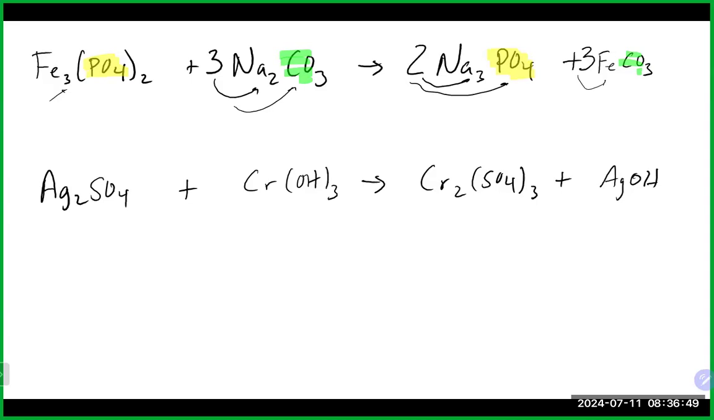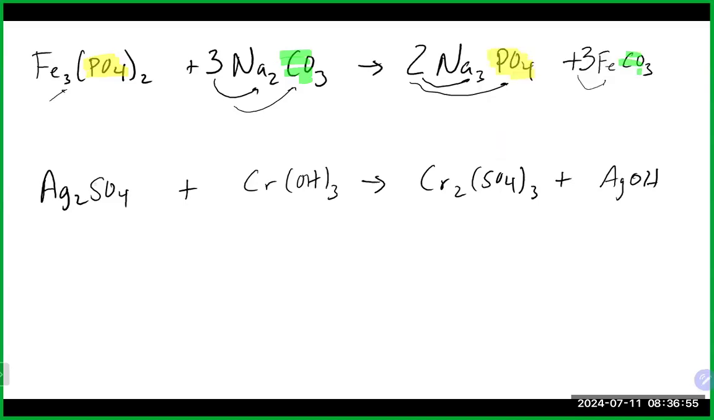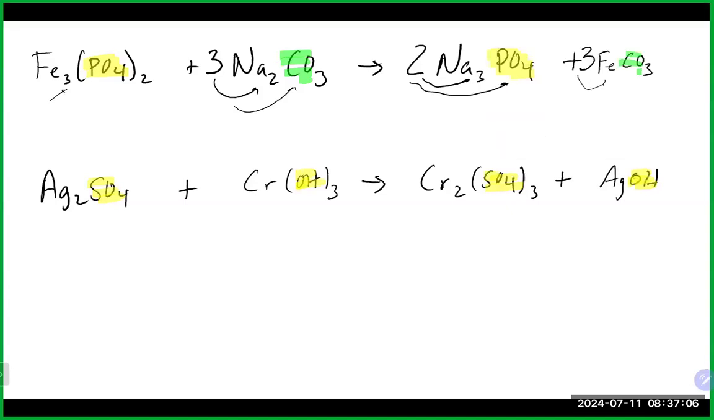Any questions on that? Now we can do the same thing here with the second one. We do see sulfate. We also have hydroxide. And in this case, we have one sulfate on the left and 3 on the right. We also have 3 hydroxides on the left and 1 on the right. You really could start with either one. Sometimes it will work better than the other.